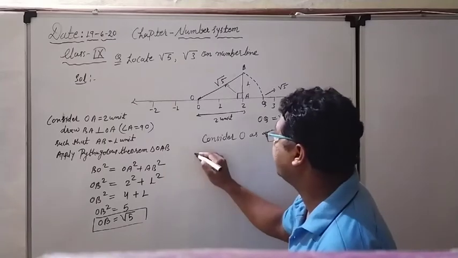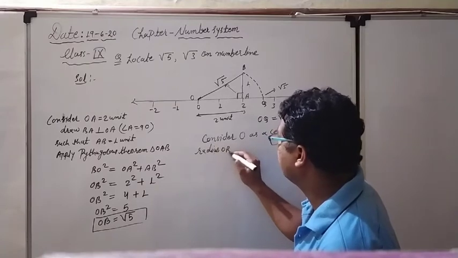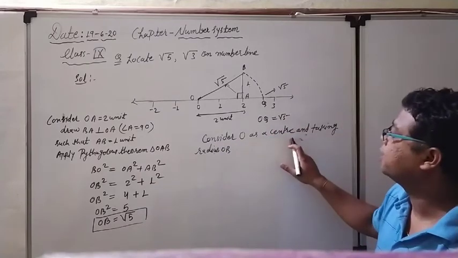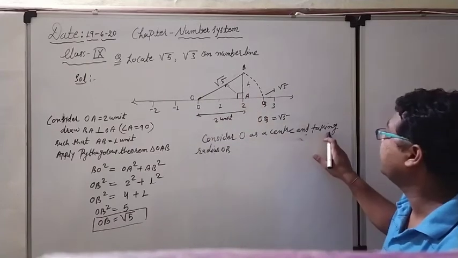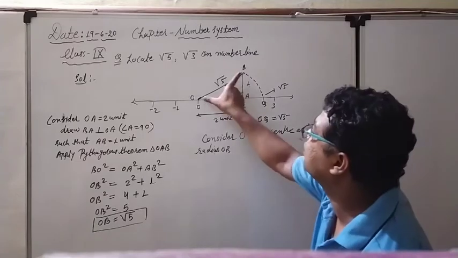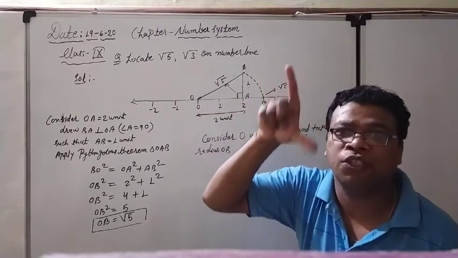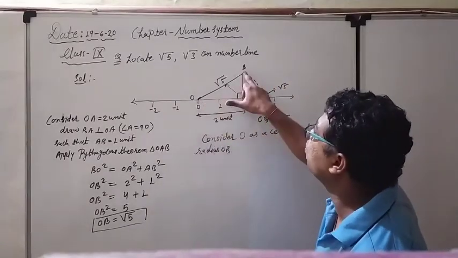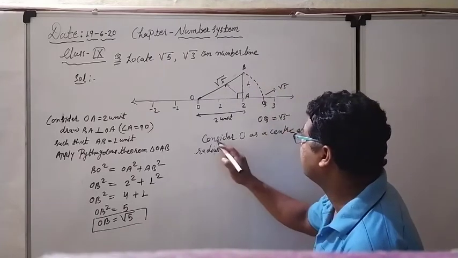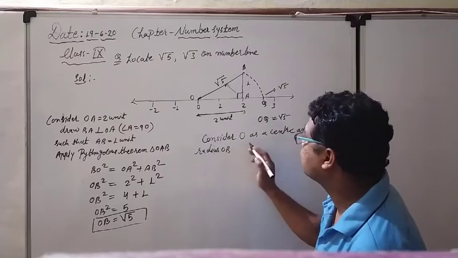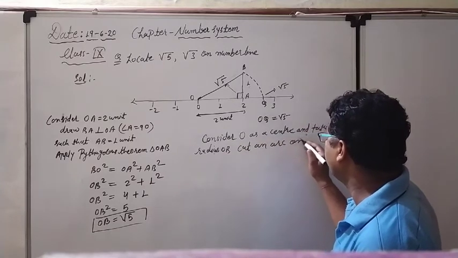And taking radius OB, what we have to do? Consider O as a center. And after that, what radius do we have to take? We have to take just the radius OB. We have to just extend our compass equal to OB. And after that, we are taking one arc. Consider O as a center and taking radius OB, cut an arc on a number line.